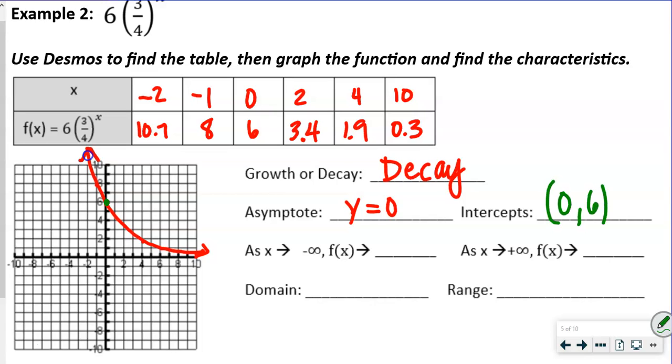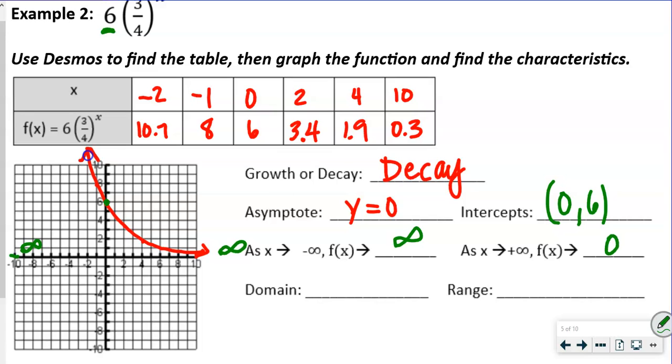And there is a relationship. Notice this 6 up here, okay? That is in front of, that's our a, right? So that's always going to be our intercept. Now, as x approaches negative infinity over here, what's happening to f of x? As we go left, it's going towards infinity, right? And as we go towards infinity, it's going to approach 0.